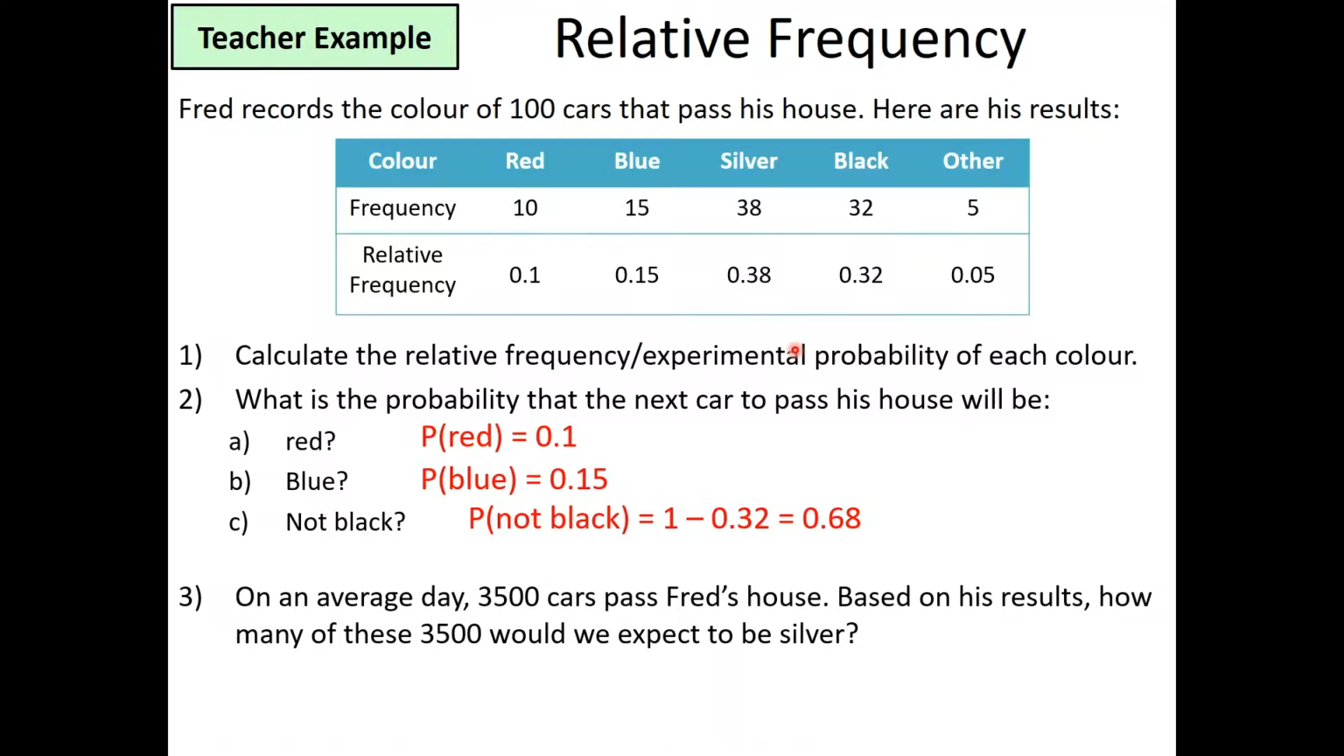Final question then. On an average day, 3,500 cars pass by the house. Based on the results that I've got here, how many of these would we expect to be silver? Well, looking at my relative frequency for silver, which is 0.38, how many of these cars am I expecting to be silver? 0.38 means 38%. So what we're going to do is take 38% of 3,500. That gives us 1,330 cars is what I'd expect to be silver.